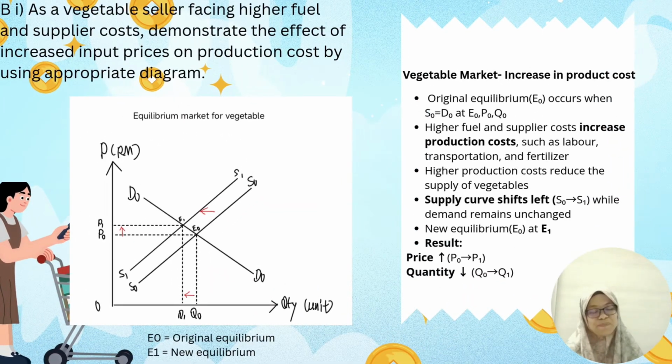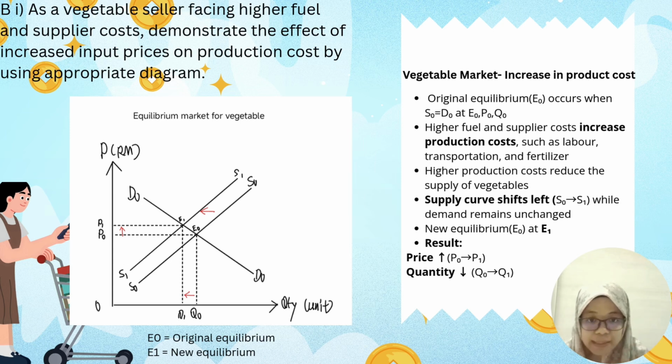Hi, Assalamualaikum. My name is Emilia from DPM1A. So I will discuss question B1 and B2. Okay, firstly, the vegetable market is at the original equilibrium point E0 with the supply curve S0 intersecting the demand curve D0. At this point, the equilibrium price is P0 and the equilibrium quantity is Q0.